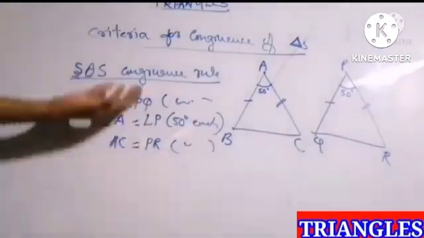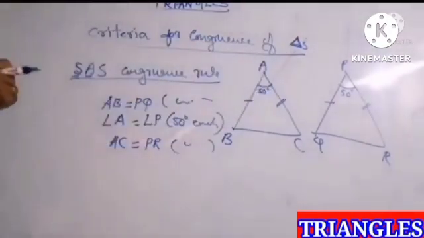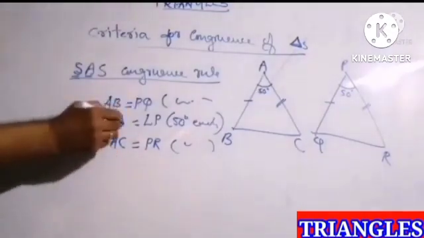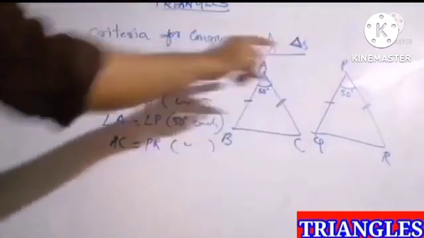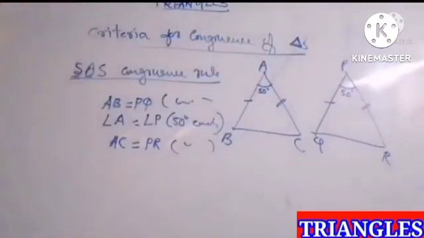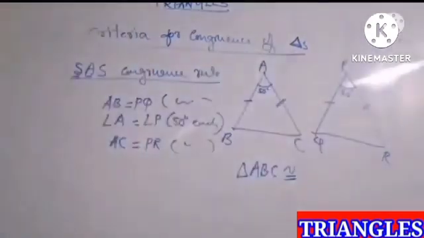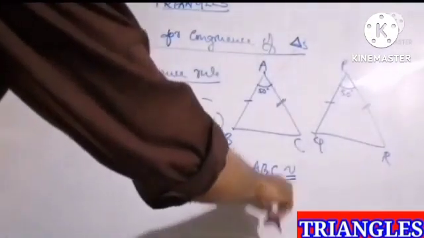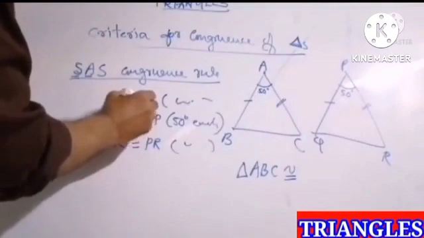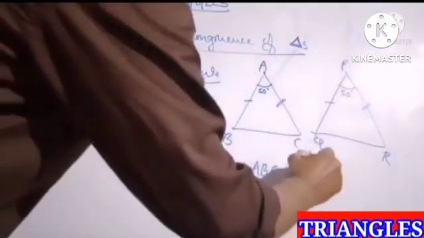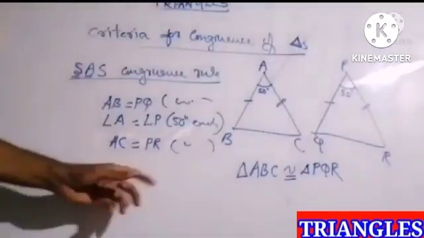Then from these statements given, we can say that these two triangles are congruent because two sides and the included angle are equal to the corresponding two sides and the included angle of the other triangle. Then the triangles are congruent. Then we can say that triangle ABC is congruent to triangle PQR, using the symbol for congruence.